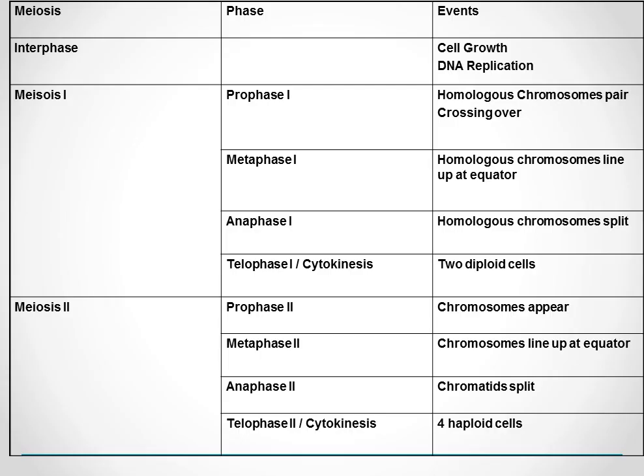Now, I've already given this chart to you, okay? So take a minute. I want you to highlight anything that says that it's different in comparison to mitosis, okay? For example, what is the major difference? What kind of chromosomes? Homologous. So if you see homologous, you better highlight it. Okay, so that's the major difference.